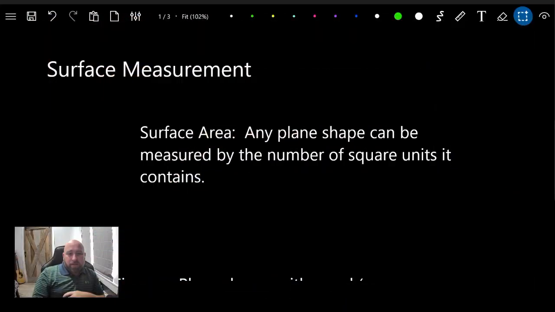So let's go ahead and jump into it. If you will, look down in your book on page 234. I like that page number. And we'll be doing lesson 5.1, surface measurements.